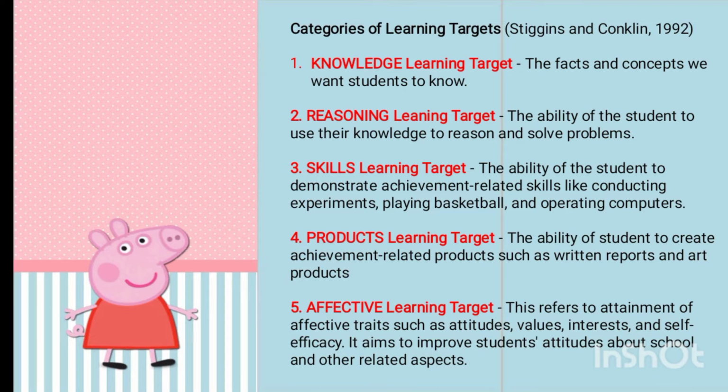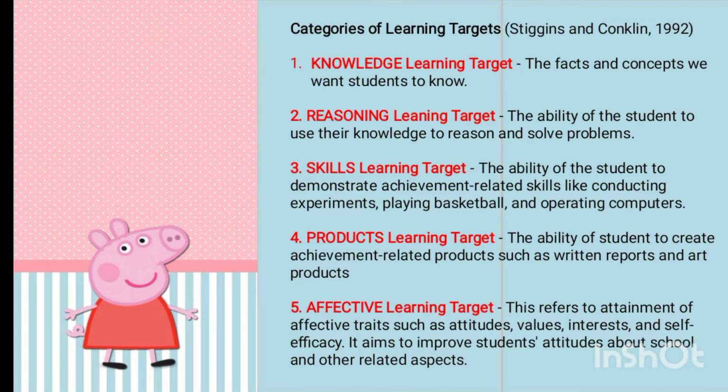The first one is the knowledge learning target, the facts and the concepts we want students to know. This is a mastery of substantive subject content, where mastery includes both knowing and understanding it. Knowledge learning targets represent factual knowledge, knowing from memory; procedural knowledge, knowing how to execute a series of steps; and conceptual understanding, being able to explain a concept.